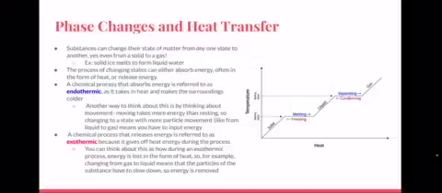The process of changing states can either absorb energy, often in the form of heat, or release energy. A chemical process that absorbs energy is referred to as endothermic, as it takes in heat and makes the surroundings colder. Another way to think about this is by thinking about movement. Moving takes more energy than resting, so changing to a state with more particle movement, like from a liquid to a gas, means you have to input energy.